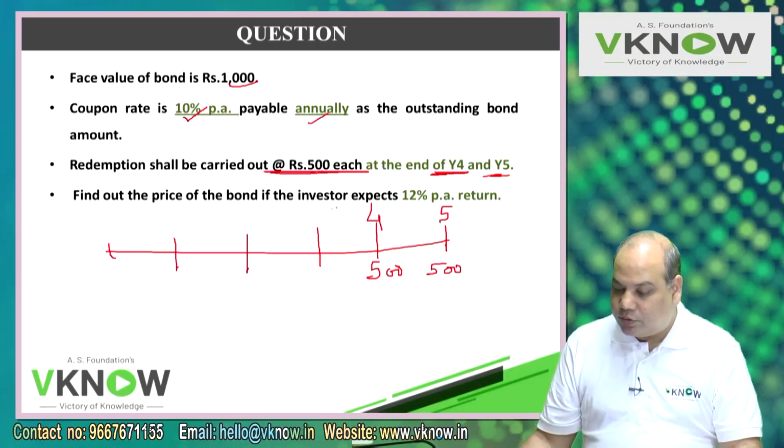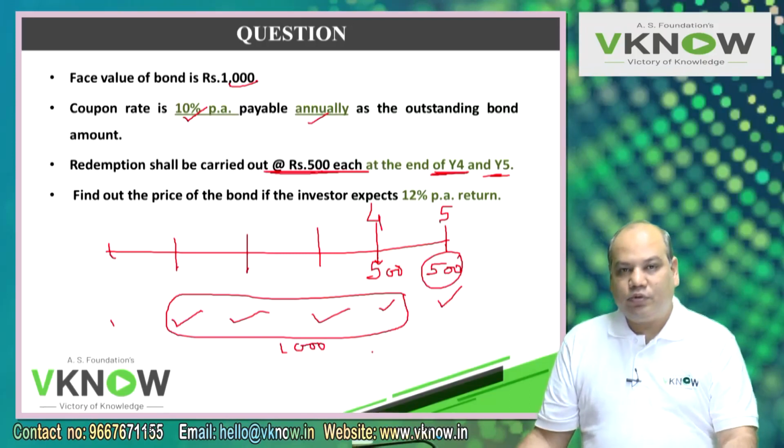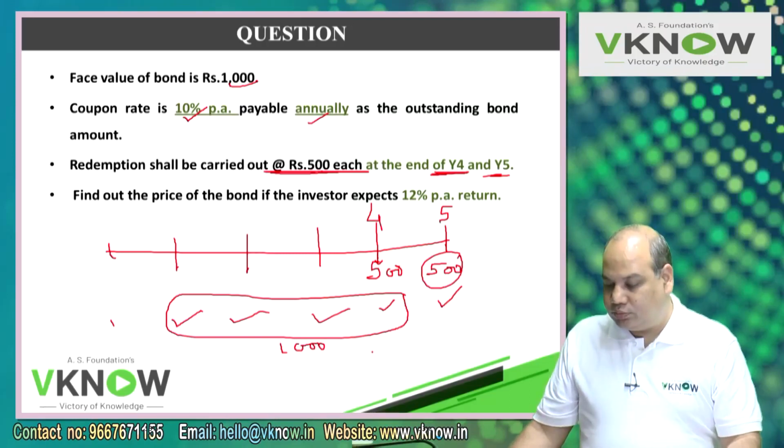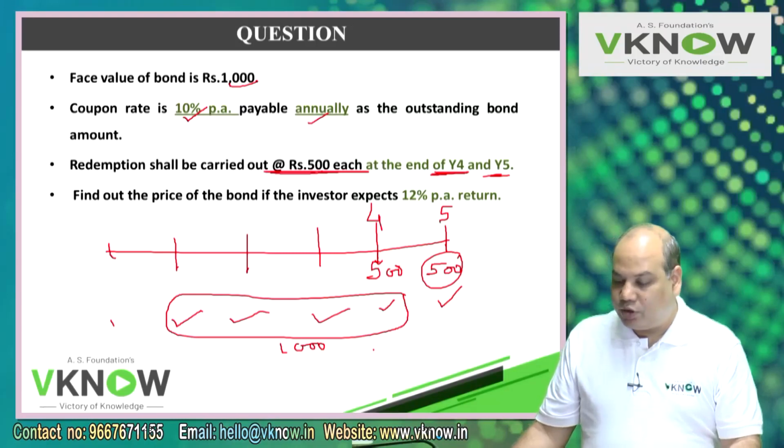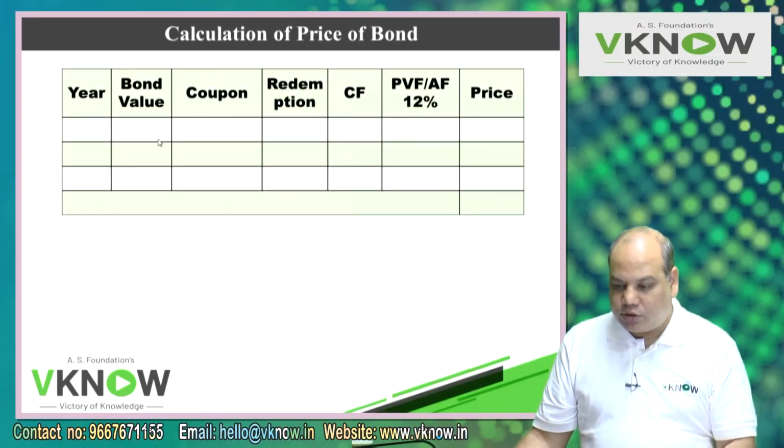Then find out the price of the bond if the investor expects 12% per annum return. So you have to calculate interest in year 1, 2, 3 and 4 on 1000 rupees, because this amount will be redeemed at the end of the 4th year. And then you have to compute interest on 500 rupees. So for the first 4 years, interest will be calculated on 1000 rupees, and in the last year the interest will be calculated on 500 rupees. So please solve. Write down the heading calculation of the price of the bond.